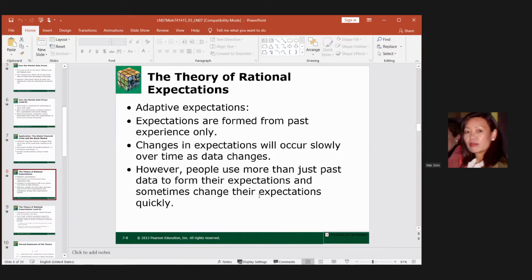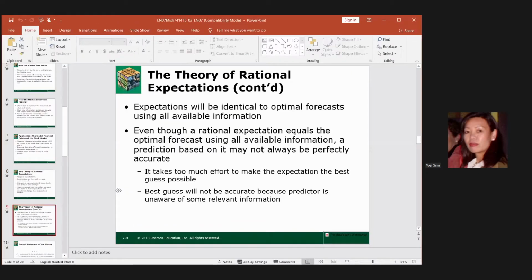Immediately we're looking for our next one. With this one, we know it's over now. That's how the market is also, very quickly moving to the next one, because the previous one is history. Things change very quickly based on new data. So expectation will be identical to the optimal forecast.